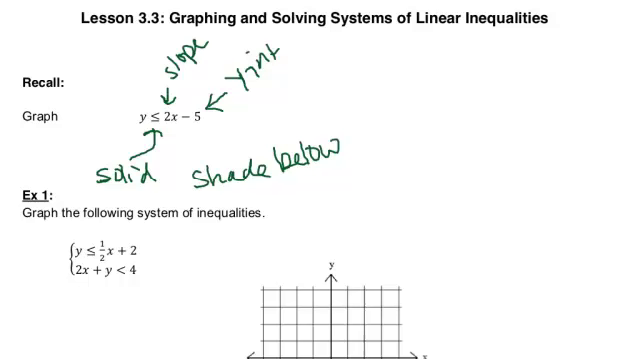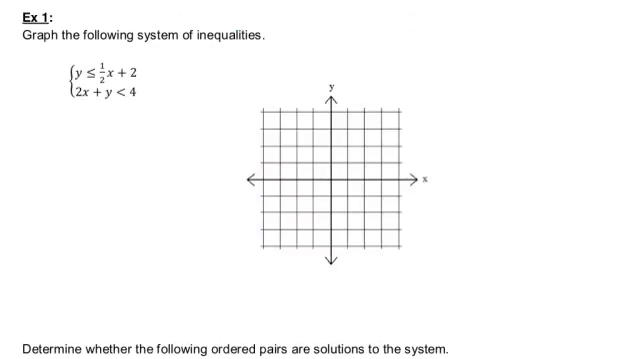We're going to do the same thing with systems of linear inequalities. We're just going to graph each inequality at a time and then see where they're shaded together. So our first example says to graph the following system of inequalities. Like I said before, we're going to take each inequality and graph it separately and then look at where they're shaded together, and that is our solution to the system.